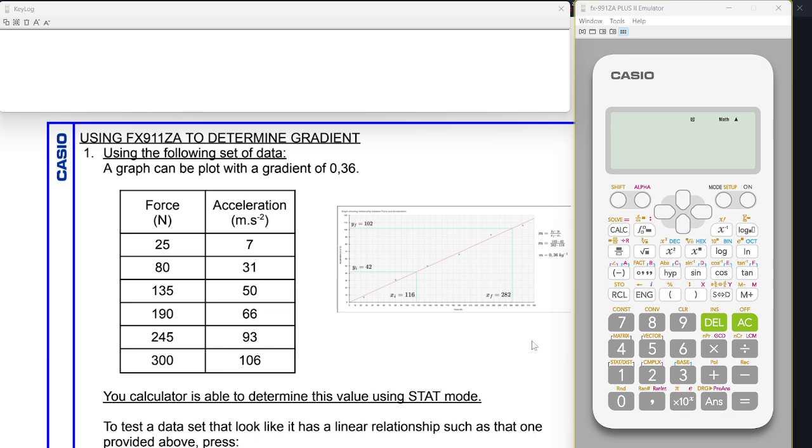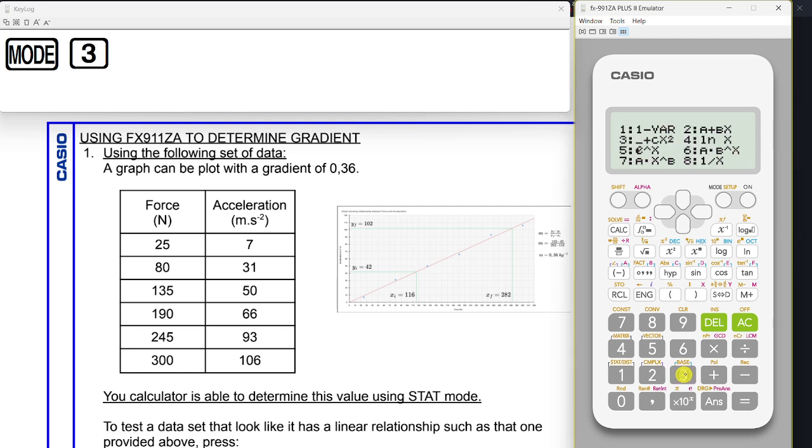How to use the gradient and y-intercept tool. I'm going to push mode, and then you'll see there is the option for number 3, stat. Now, because it's a linear graph, we can see looking at the information here that it's going to be a linear graph.